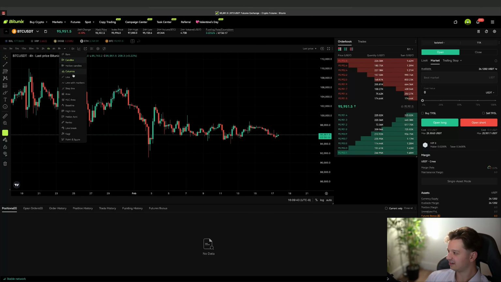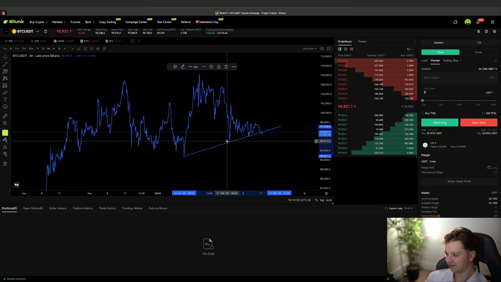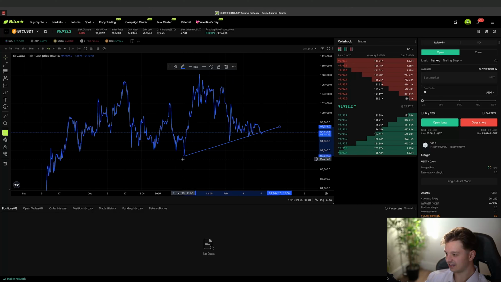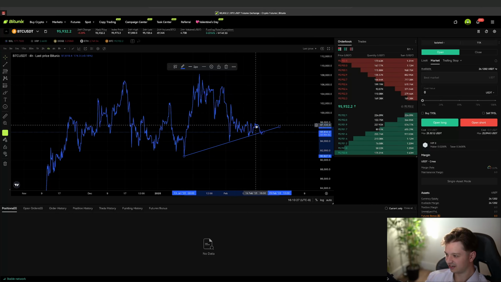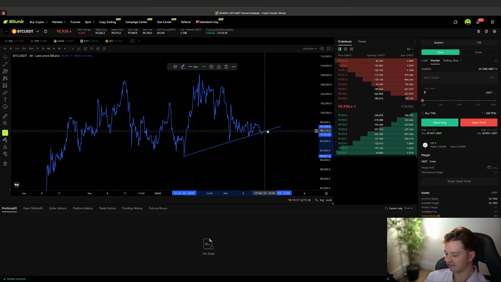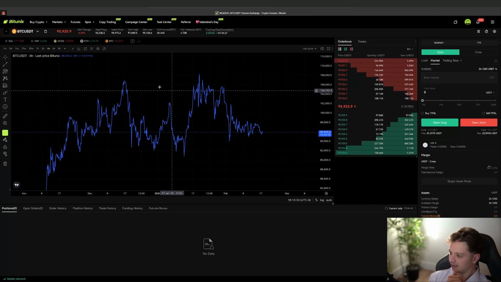Now, it is worth noting that this has its advantages, because if you draw a trend line like this, you can see that price actually used the candle bodies as support a few times, like so. And you can see we're currently testing that right now. So that's the line chart.